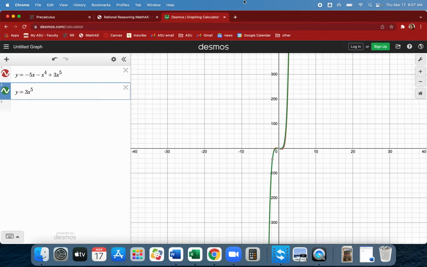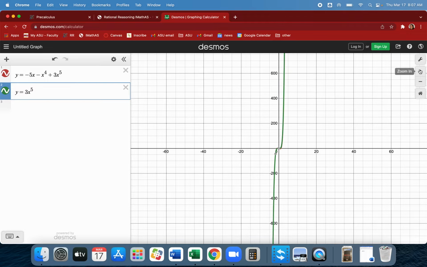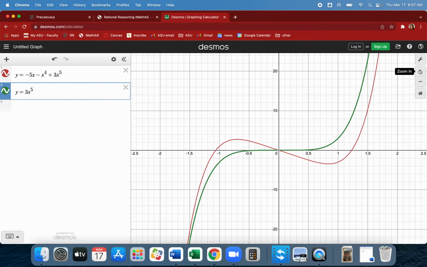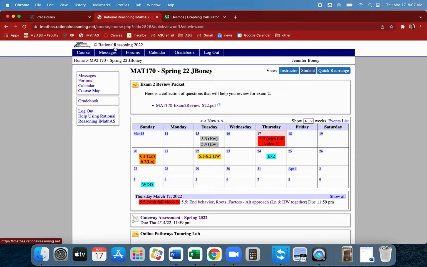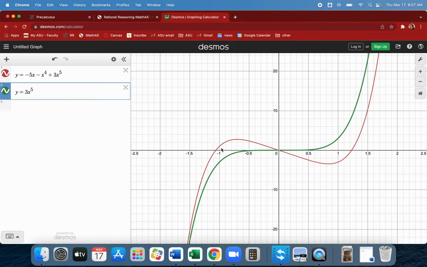So if I wanted to know about the x-intercepts, 3x to the fifth only goes through 0, 0. This one seems to go through a couple other points, but I don't really know what they are. 1 point something and negative 1 point something. Not a symmetric number, not the same positive and negative number. Just a couple of numbers, 1 point something. But analysis-wise, I could talk about where it's concave up, concave down, where it's positive and negative by approximating from the graph.